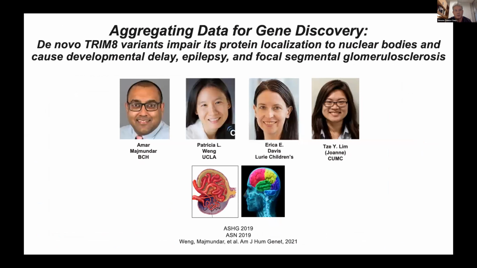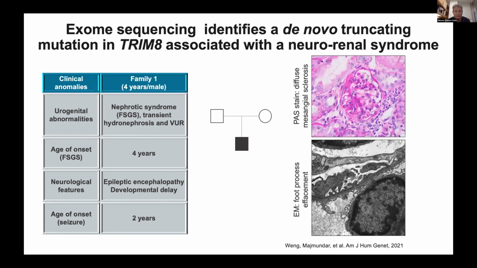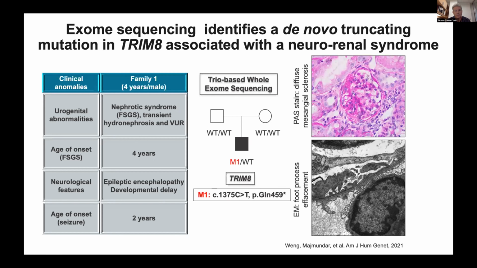So really, we are interested in using our aggregated data for gene discovery, and this is one of the examples that is published, on how we can leverage big data to lead to discovery. This study comes from an anecdotal finding. Patricia Wang at UCLA identified a kid who at 2 years of age developed seizures, an epileptic encephalopathy with developmental delay, and she sees him at age 4 for heavy proteinuria and rapid progression of kidney disease. The biopsy shows FSGS. So she runs a clinical trio-based exome, and the result is a truncating mutation in a gene called TRIM8 that was associated in some case reports with epilepsy.